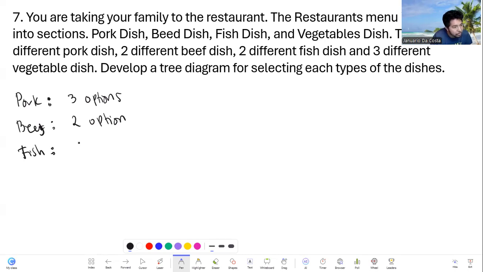And then fish is how many options? You have about 2 options of fish only. For example, one is fried, one is grilled. And then you have also 3 different vegetable dishes. For example, a few vegetable options, for example. So 3 options.